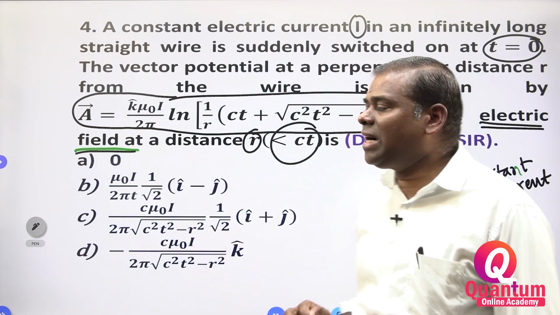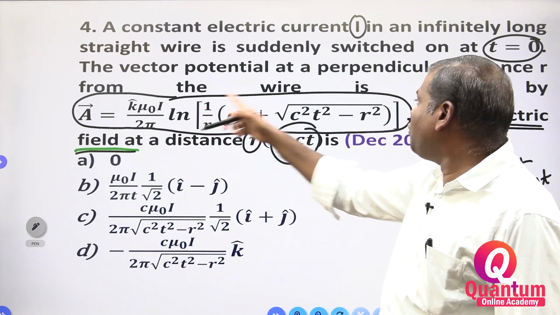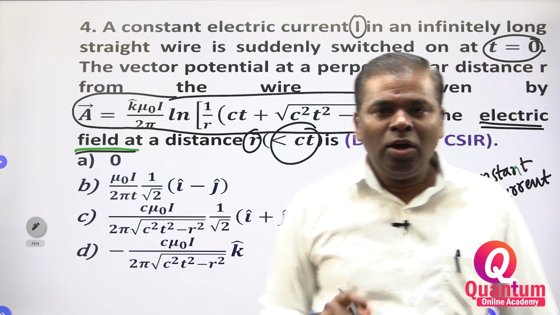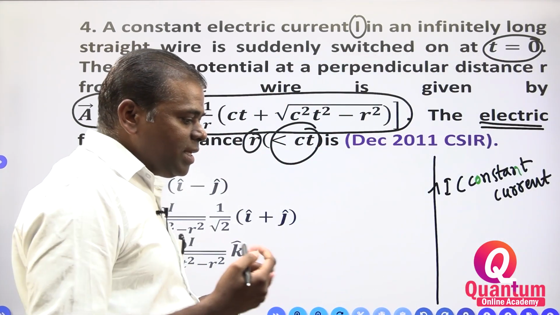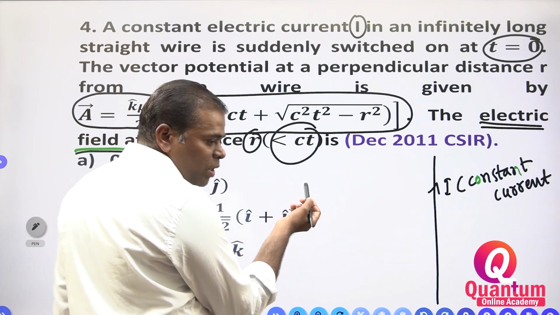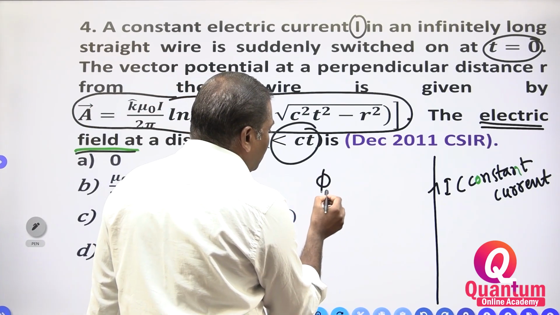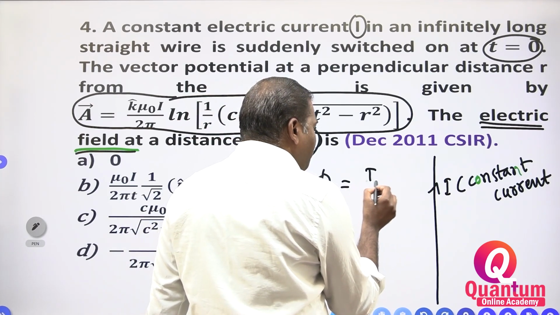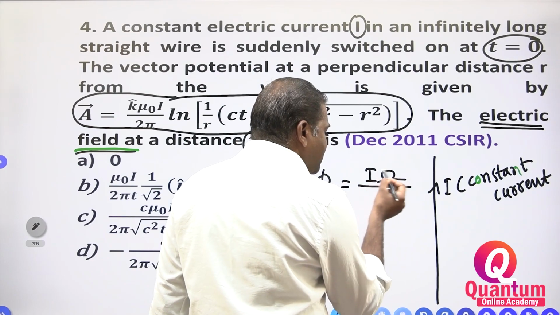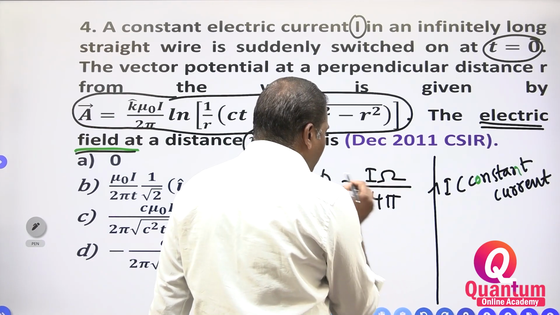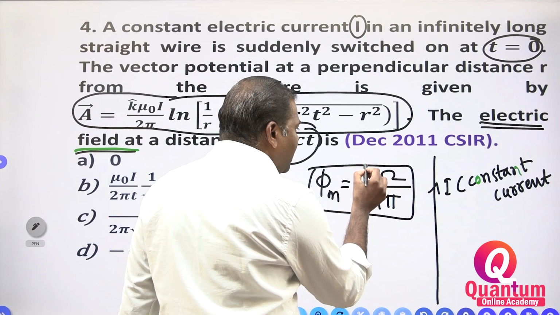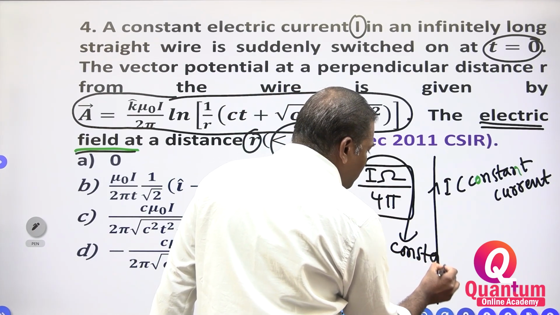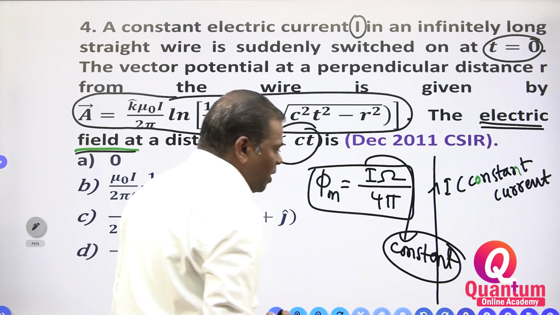They are asking for the electric field, and the vector potential is given. If you take a constant current, what is the scalar potential? The magnetic scalar potential is equal to I times the solid angle Ω divided by 4π. Here I is a constant.